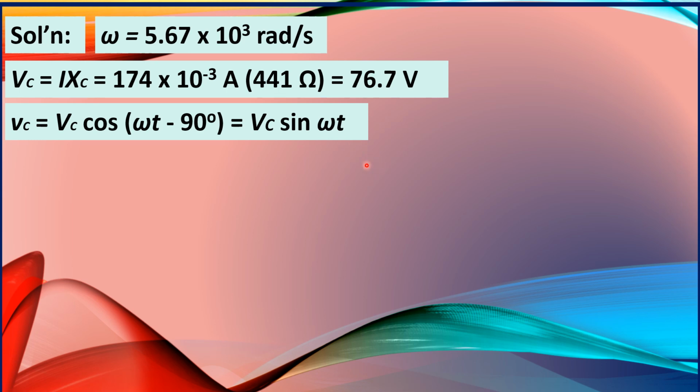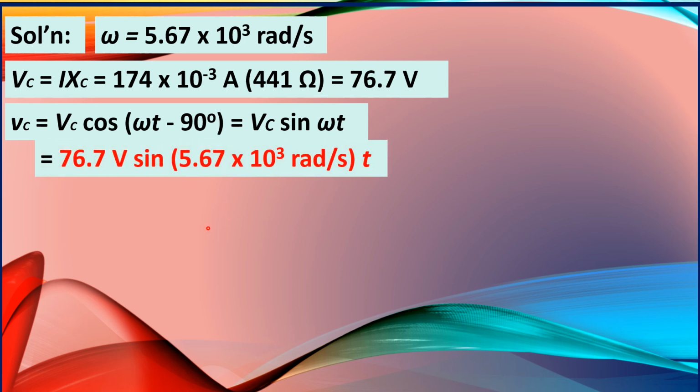Our expression for the instantaneous voltage across the capacitor, small letter v sub C, equals 76.7 volts times the sine of 5.67 times 10 to the third radians per second multiplied by time t.